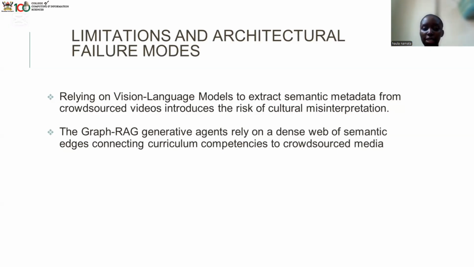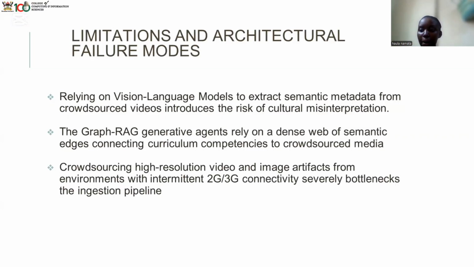And then the graph sparsity problem. The new deployment regions may initially lack sufficient semantic edges, and the sparse graph connectivity can weaken the retrieval quality and the contextual grounding. And then we could also have connectivity constraints, crowdsourcing high-resolution multimedia artifacts, and intermittent 2G and 3G connectivity. The delayed synchronization may also reduce the semantic freshness.